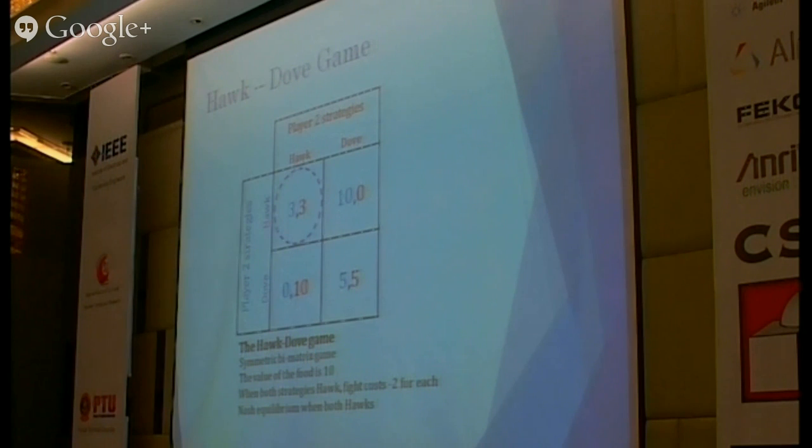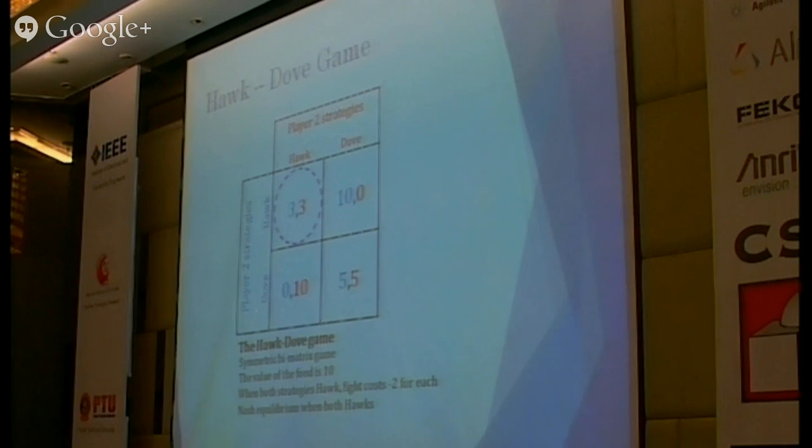Now, what happens is, if both of them play hawk, then there'll be a fight, right? And because of the fight, there will be some loss of energy. And so ultimately, they'll have to share the prey. But it's not 5 and 5, because of the energy expended, you have to take away 2 from each. And so the reward for each of them is 3 and 3. Now, let's see what happens. Of course, what's best for them is both playing dove simultaneously.